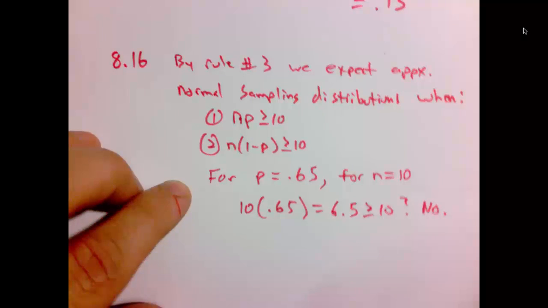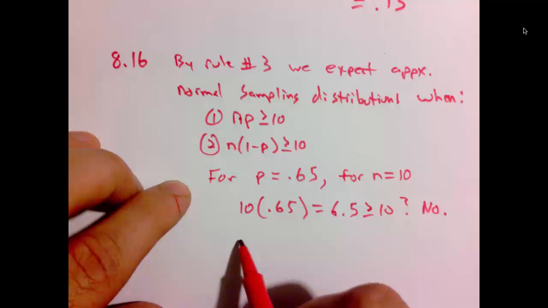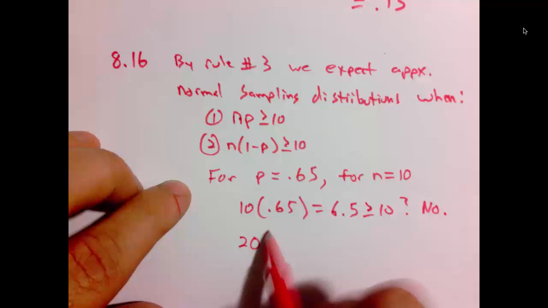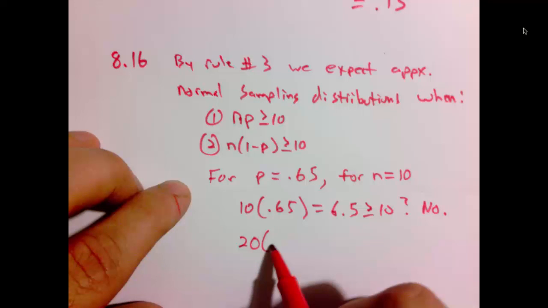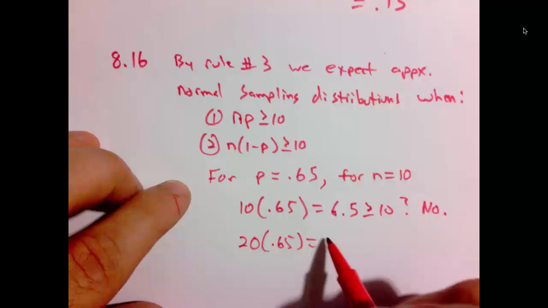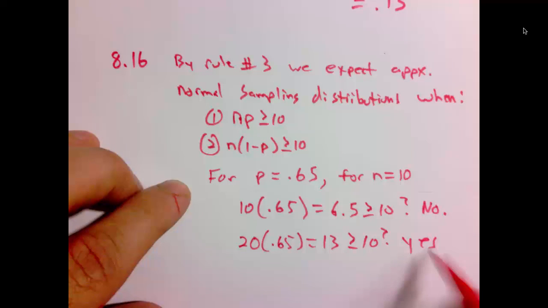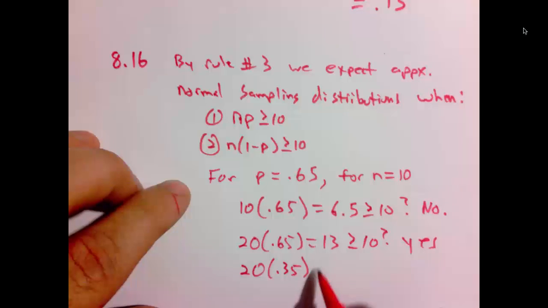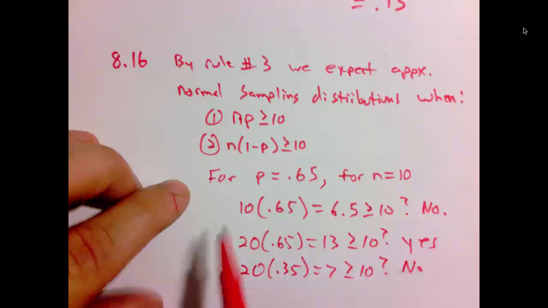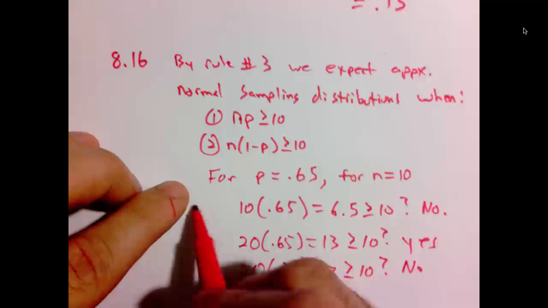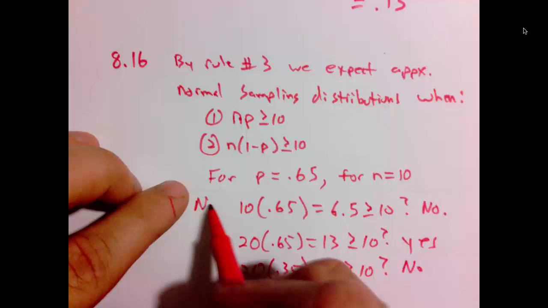I'm going to show 20. 20 times 0.65 is equal to 13, and that is greater than 10. Yes. Now let's check the complement. 20 times 0.35 is 7. That is not greater than 10. So no. Thus, 10 and 20 both will not be approximately normal.